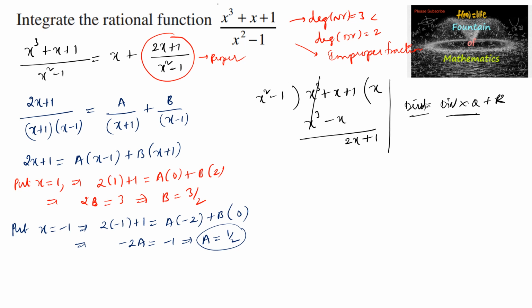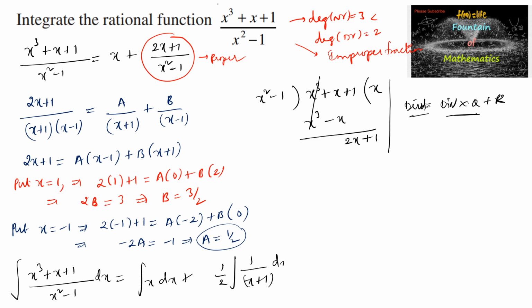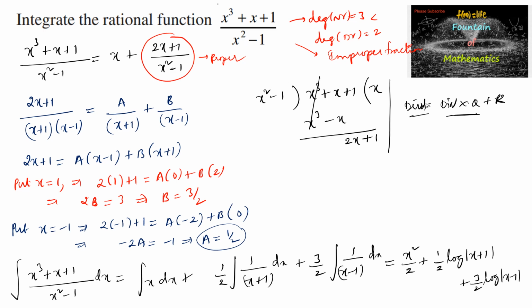And now we can write integral x power 3 plus x plus 1 upon x square minus 1 dx is equal to, so here integration of x dx, and the remaining partial fractions, a is equal to 1 by 2 times integral 1 upon x plus 1 dx, and b value is 3 by 2, so we can write plus 3 by 2 integral 1 upon x minus 1 dx, which is equal to x square upon 2 plus 1 by 2 log mod of x plus 1 plus 3 upon 2 times log mod of x minus 1 plus c is the answer.